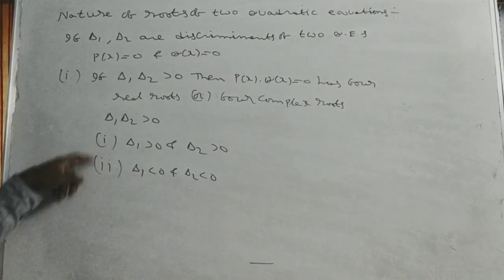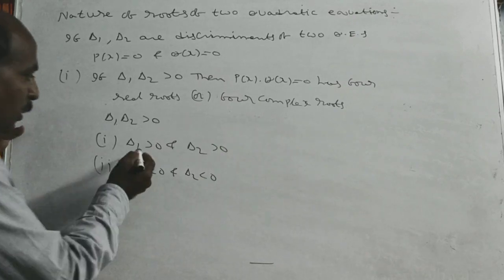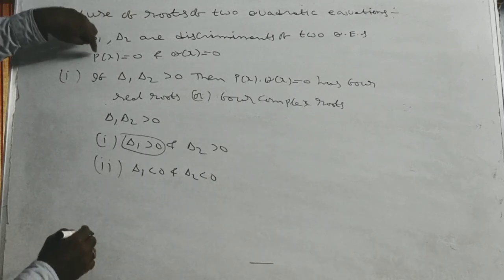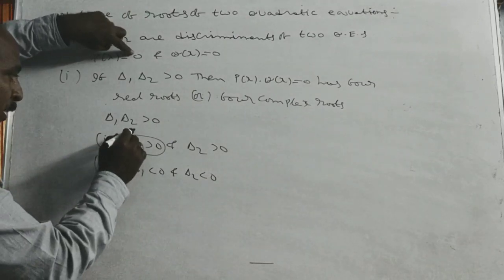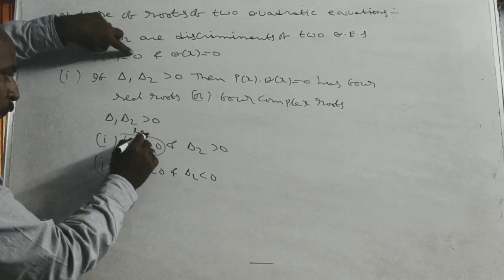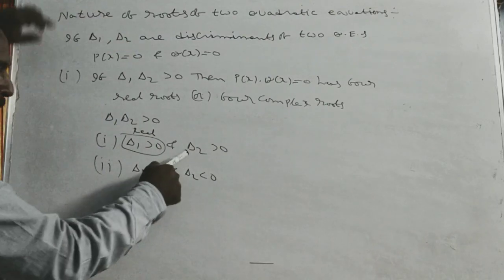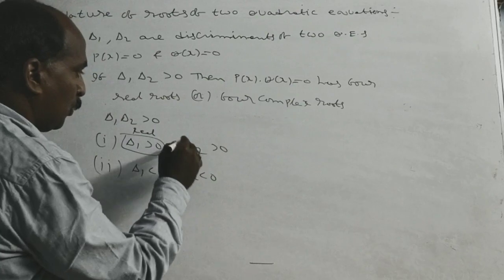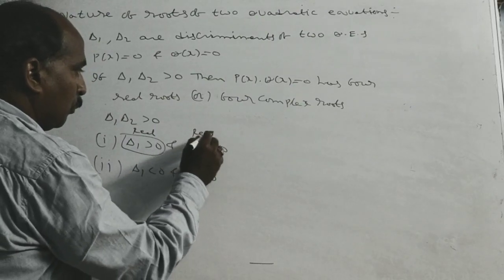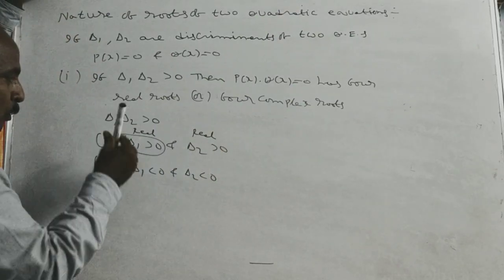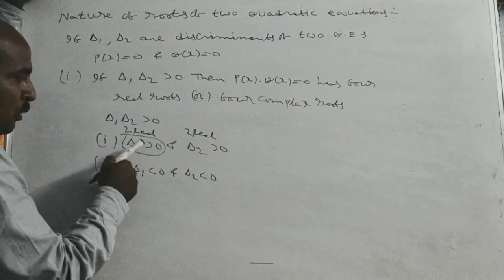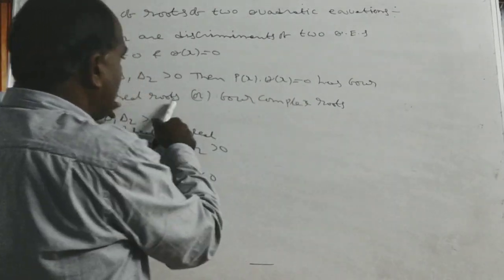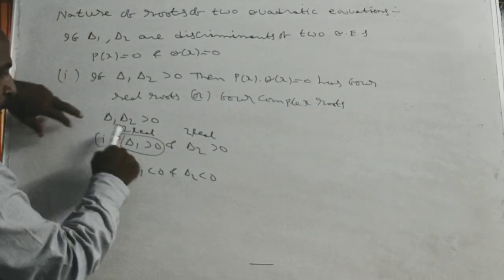Those two cases are this one. If delta 1 positive, then P of x equal to 0 has two real distinct roots. Delta 2 positive implies Q of x equal to 0 has two distinct real roots. So 2 real roots plus 2 real roots, totally 4 real roots. So P of x into Q of x equal to 0 has 4 real roots when delta 1 into delta 2 positive.